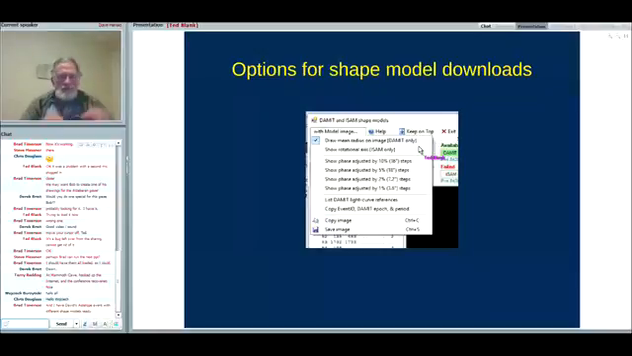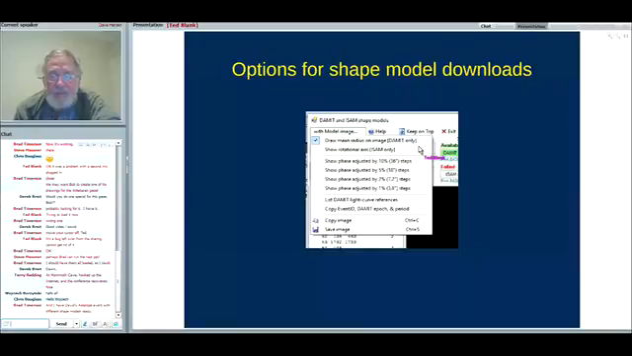Options for shape model downloads. When you click with the model image, you've got options to display the mean radius on the image. If you're accessing the ISAM system, there's an option where you can see the rotational axis, and that can be very useful to get a sense of how the asteroid is rotating on the screen.